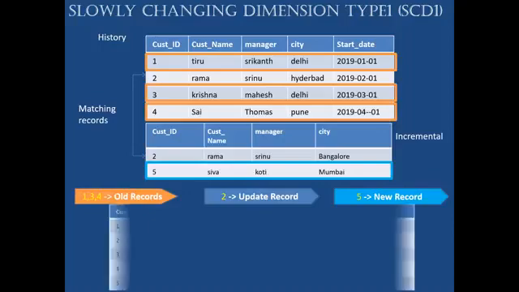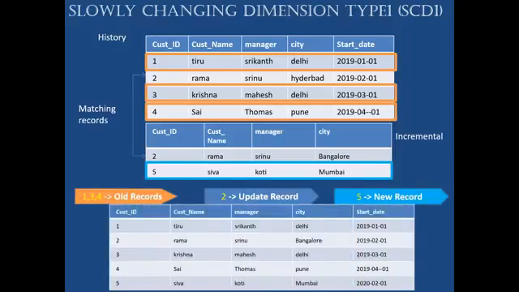Now SCD1 means you need to overwrite the second record, which is the matching record. You need to override 2. You see here, when you override, Rama has moved from Hyderabad to Bangalore. That's how you can implement SCD1.